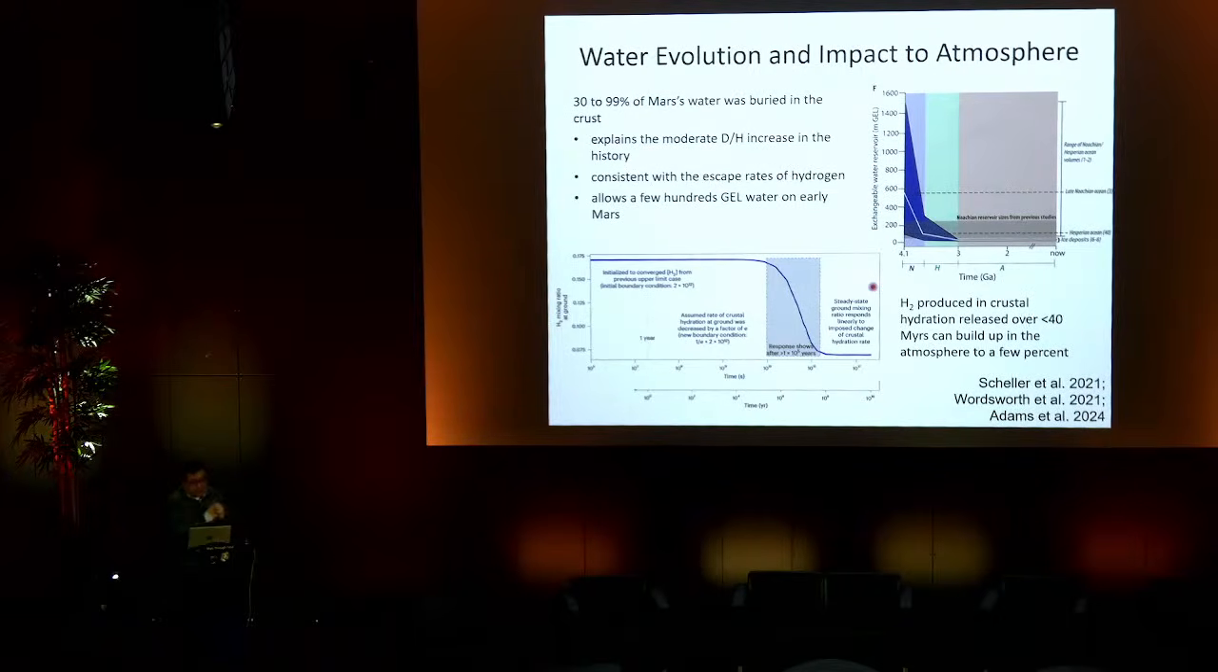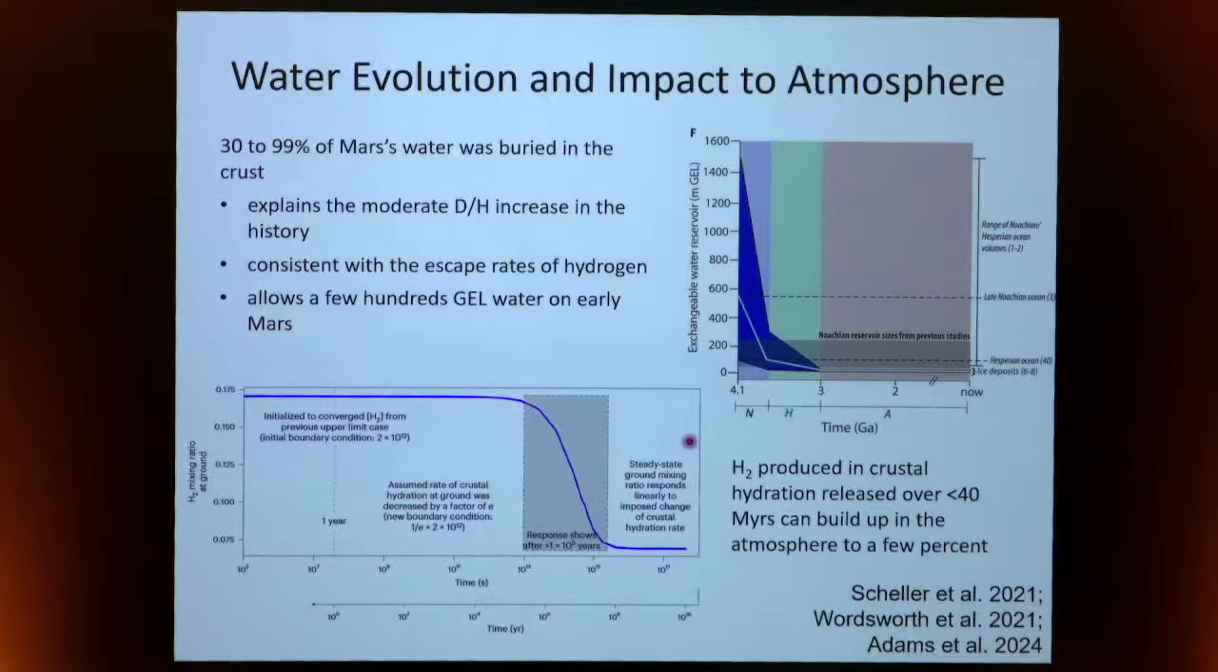And this actually helps us to explain the moderate D2H increase in the history. And it's also quite consistent with the atmosphere escape rate of hydrogen. From the theoretical aspect, we actually do not expect the hydrogen loss rate to be very high at early time because it is limited by diffusion. So this new picture will allow a few hundred GEL water to be on the early Mars and then to be lost into the crust.